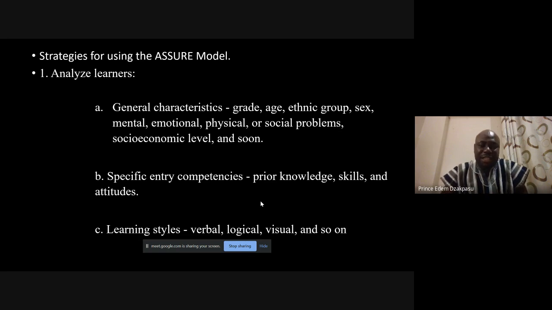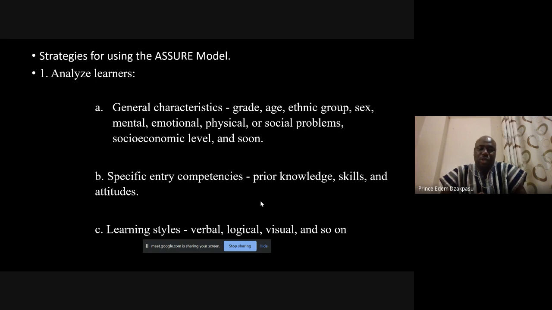So the strategies is that one, we analyze our learners. When we want to analyze our learners, there are some general characteristics that we need to have as far as our learners are concerned. We look at their grade, we look at the age group, we look at sometimes the ethnic group, we look at sex, we look at mental, emotional capacities, physical and social issues. We may look at socioeconomic levels of our learners and so on and so forth. These are general characteristics when we talk about analyzing our learners.